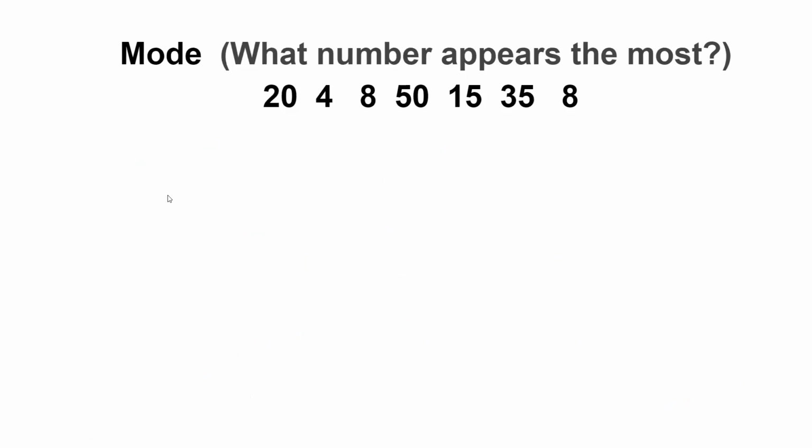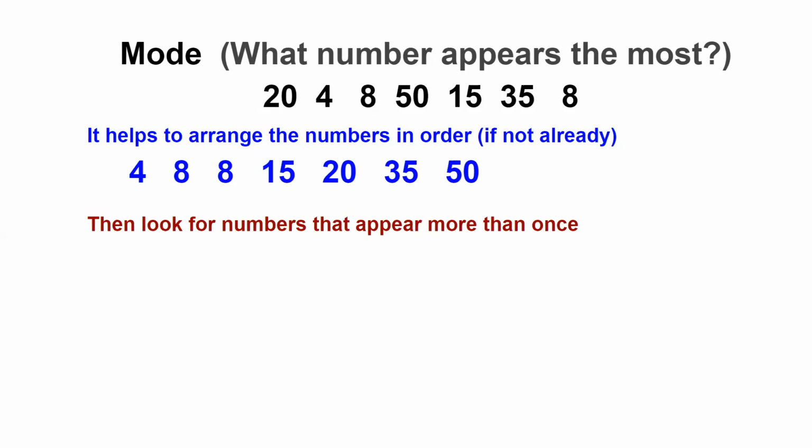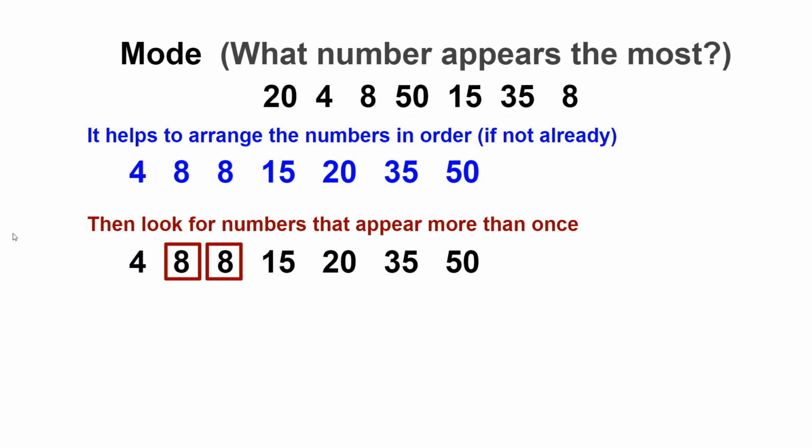Now the mode. Which number appears the most? It is helpful to rearrange the numbers in order to get the mode, but it's not absolutely necessary, but I will do it here. We'll put up that same list in order. And then as you scan from lowest to highest, it becomes clear when numbers are repeated. And that's what you're looking for. Which numbers are repeated? In this case, we can see that 8s appear twice.